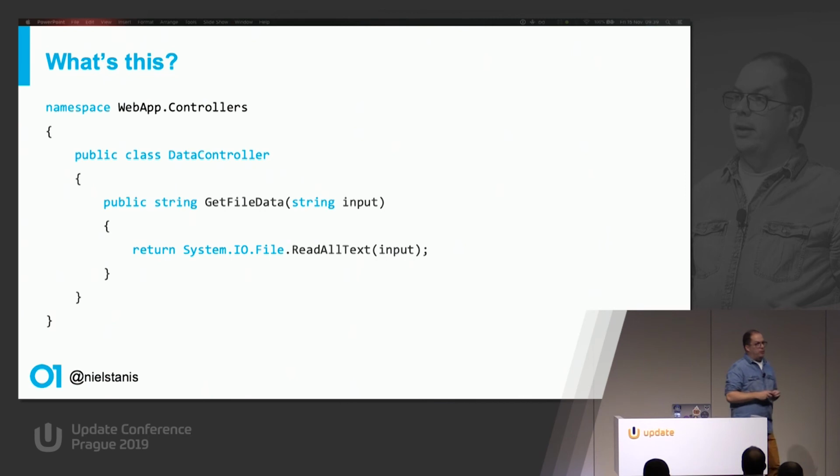Talking about intention, this is always a question I ask. I've included this in all my presentations. And the question for you is, what's this? Looks like a controller, right? Because it's a data controller, and it has a function that gets file data, it has an input string, and it will then open up all text of the file and return it back. But are you sure this is a controller? It solely depends on the context where it's being executed, right?